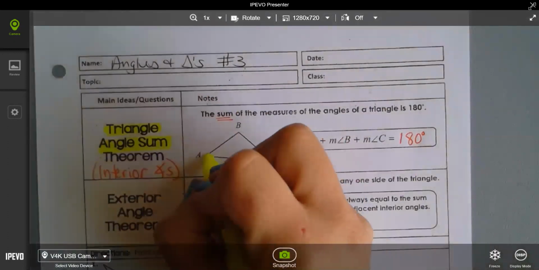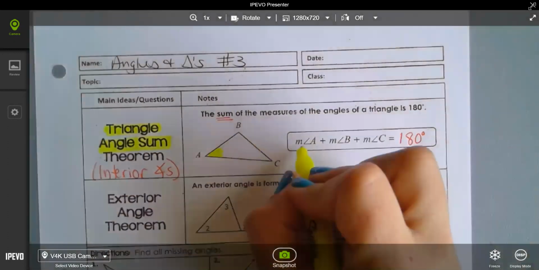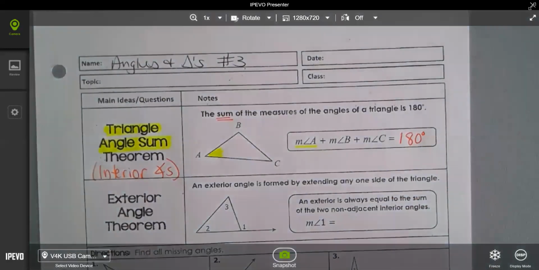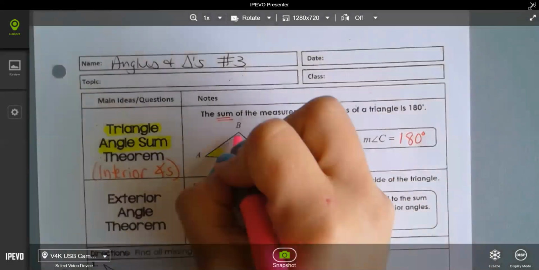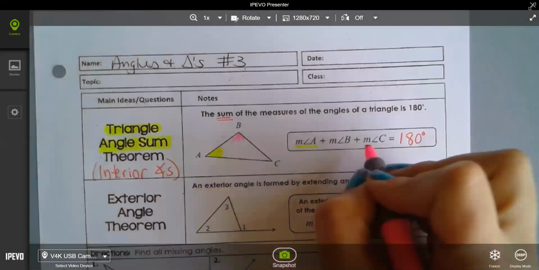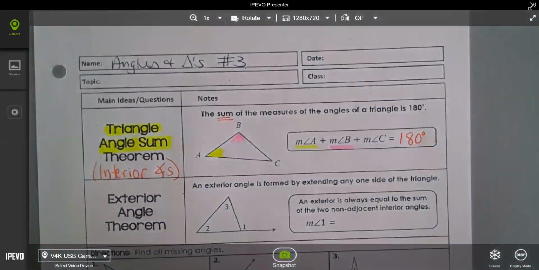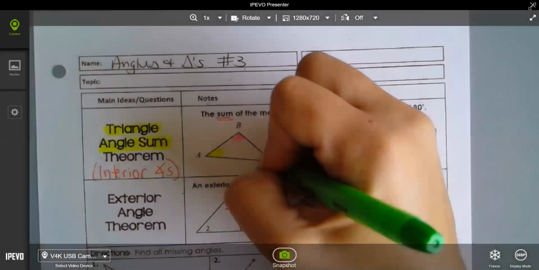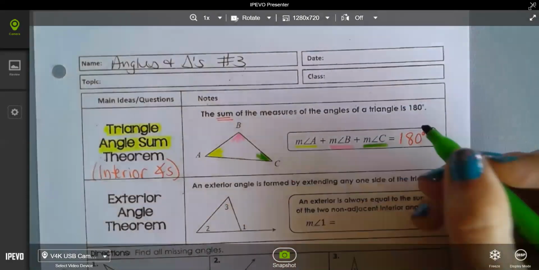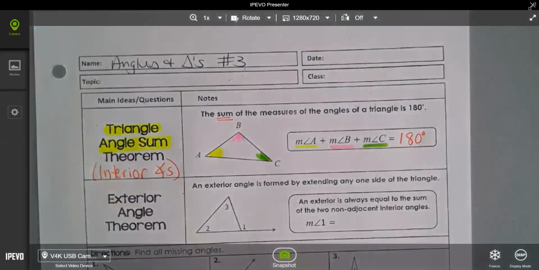So this angle measure in here for A plus this measure in here for B plus this measure in here for C is going to add up to 180 degrees. That's just fact.